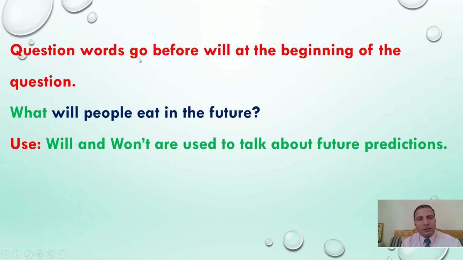Question words go before will at the beginning of the question. So if I ask with question words like what, how, when, where, I start the sentence with the question word before will, then the subject, then the base form. For example, what will people eat in the future? Will and won't are used to talk about future predictions.